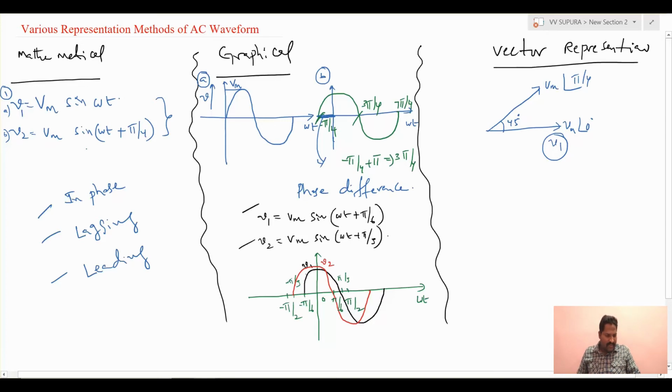From these two waveforms, I can understand that V2 started earlier and V1 started after some time. So from this, I can write that V1 lags V2 by 30 degrees. That means the V1 waveform lags V2 by 30 degrees.